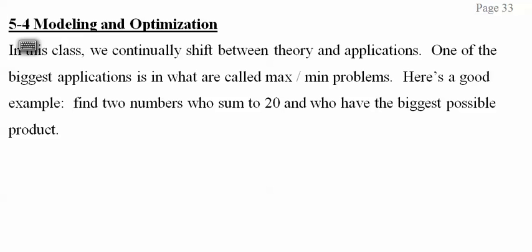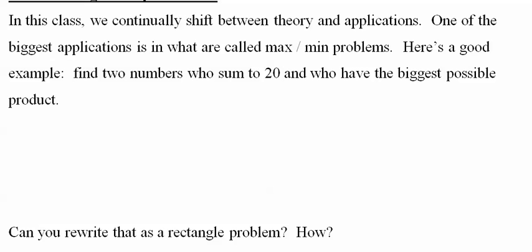And one of the biggest applications is what we call min-max problems. So we look at this question. It says find two numbers that sum to 20. So x plus y equals 20. And they have the biggest possible product. So x times y equals max. So what we've got to do is get everything in one variable. So I'm going to make this y equals 20 minus x.